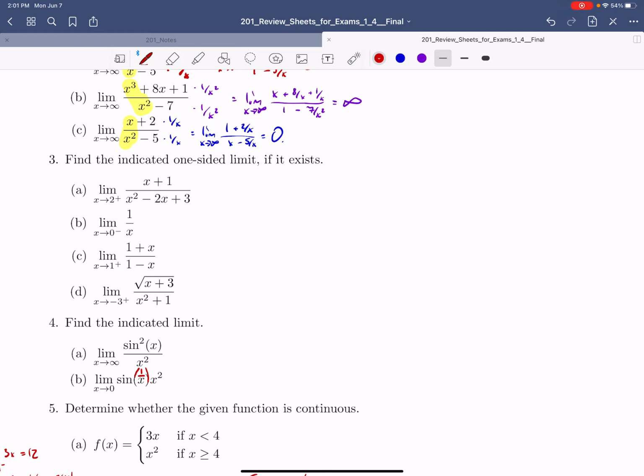Hey folks, let's do a couple of review sheet problems. Let's start off with 3C. That's what I'm really itching to do. 3C has a little something we're not used to seeing, so let's take a look.